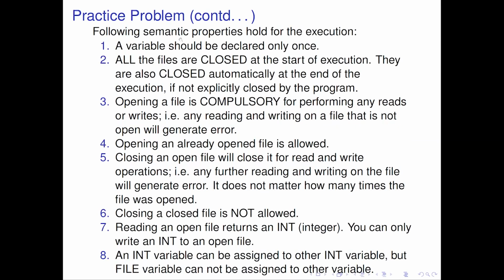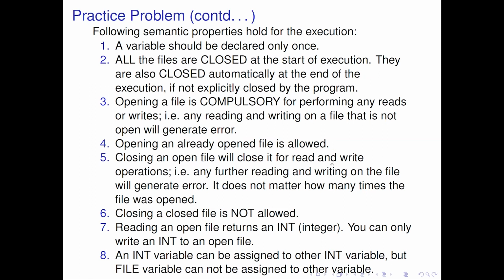So these are the type constraints, and please read them and understand whether they make sense or not. What I want from my language, I have not given too much semantics, but again assume C-like semantics. So these are the type rules that I want to capture. A variable should be declared only once. All the files are closed at the start of execution. They are also closed automatically at the end of execution, if not explicitly closed by the program. Opening a file is compulsory for performing any read or write, but you cannot open a file multiple times.